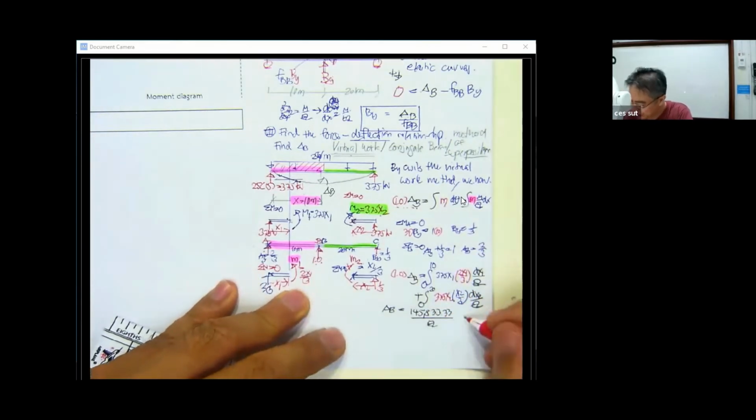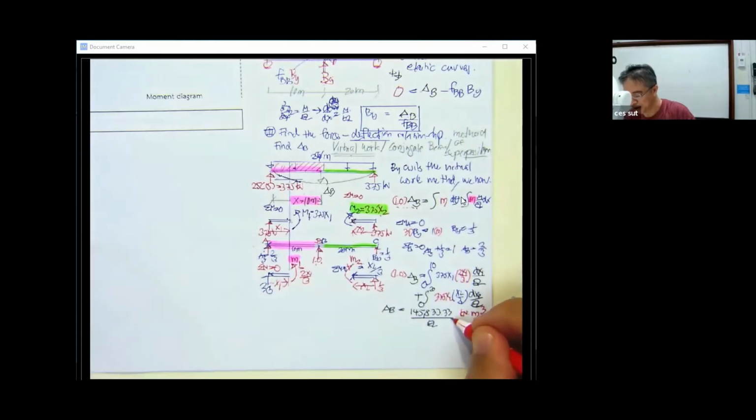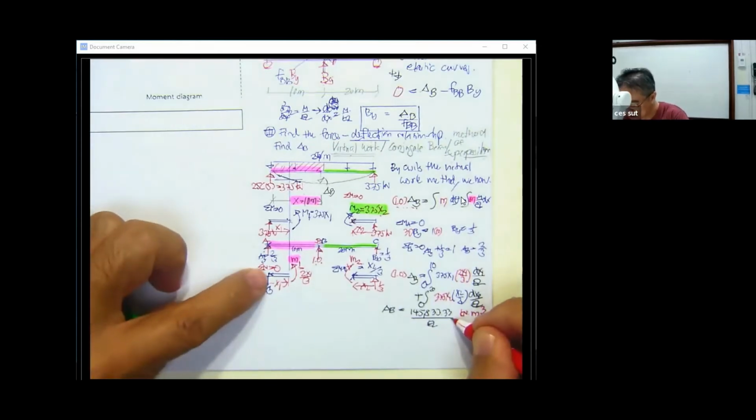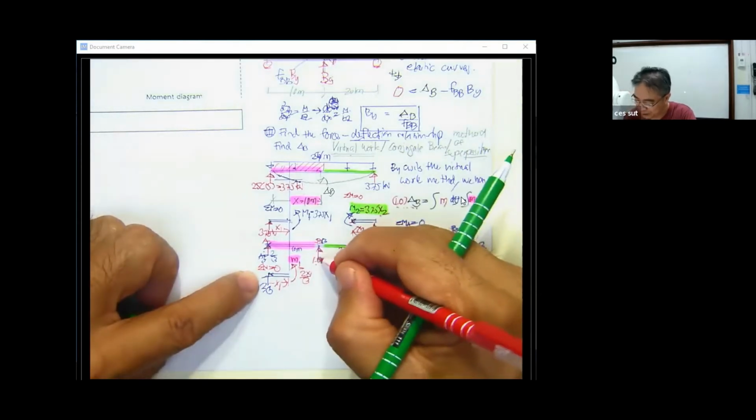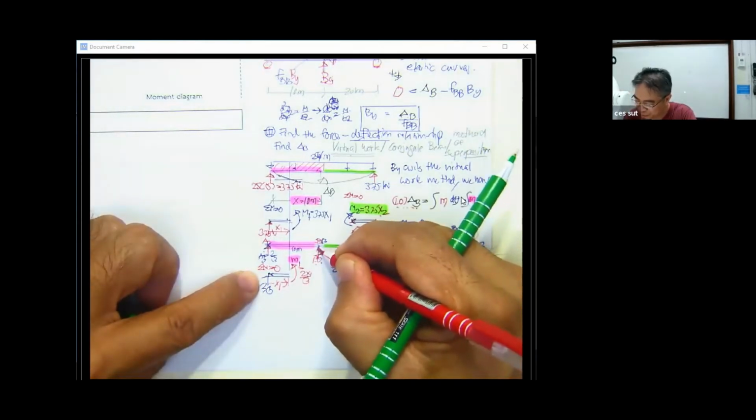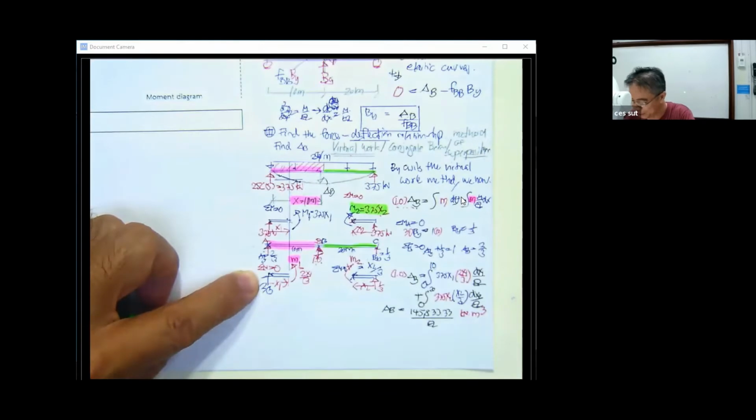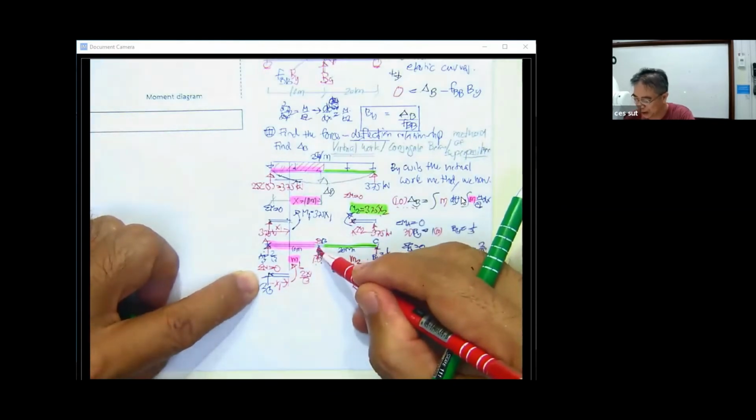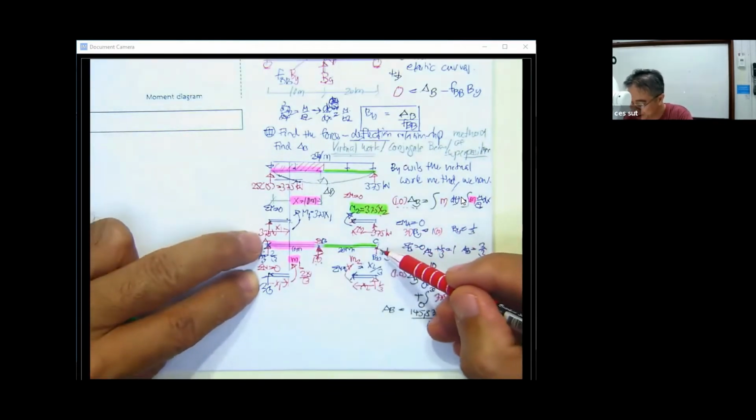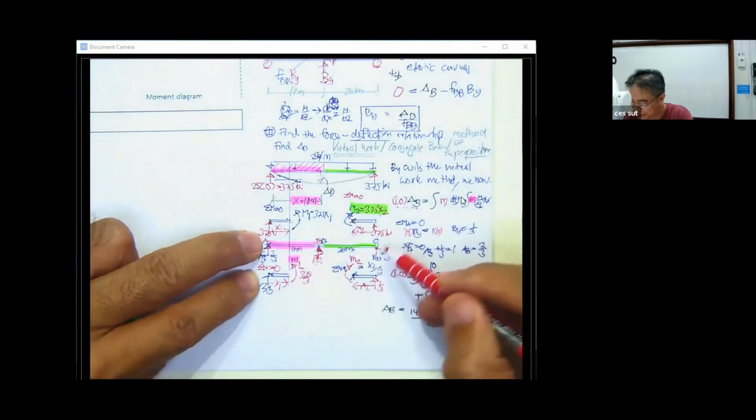Just do the integration over EI. Is this correct? No, this is not correct. I'm supposed to put the 1 over here downward. The 1 here is supposed to be downward, so in order for this to be correct, sorry for that.